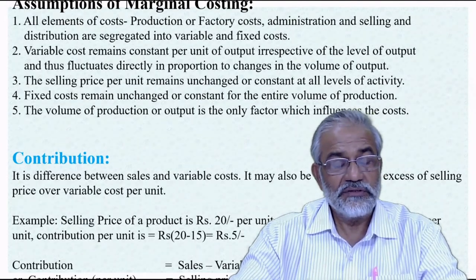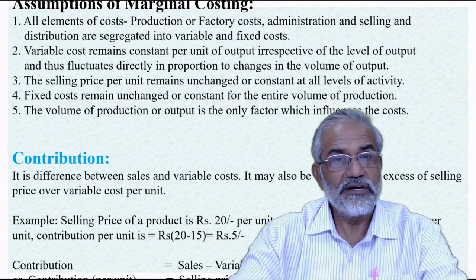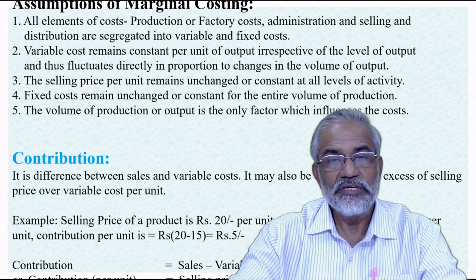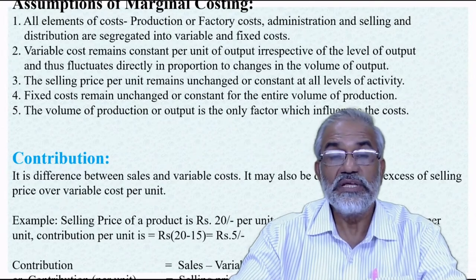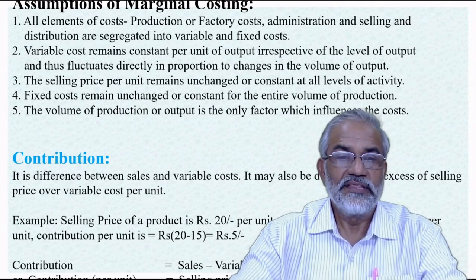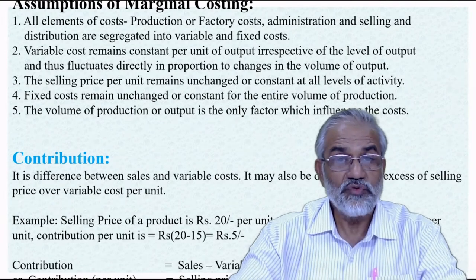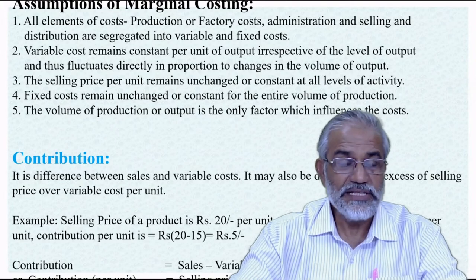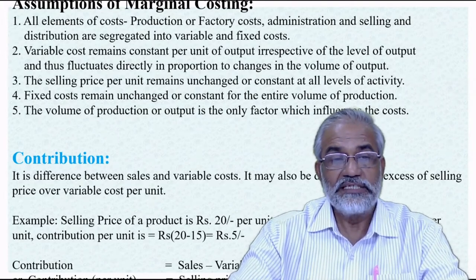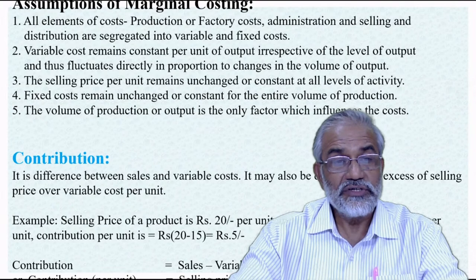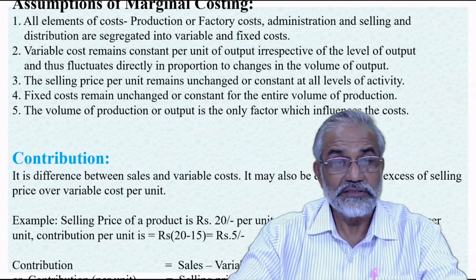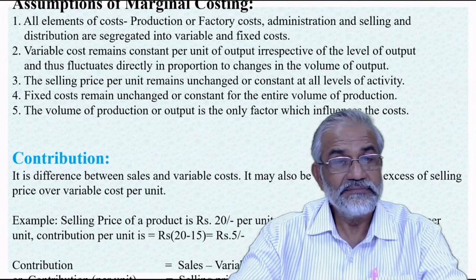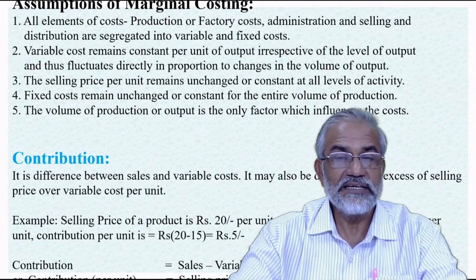The fifth important assumption under marginal costing is the volume of production or output is the only factor which influences the cost. That means when we are determining the contribution, which is the resultant of the sales minus variable cost, that is the most influential item in the entire system of marginal costing.